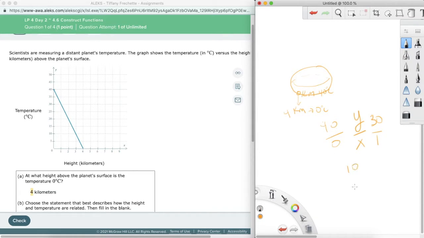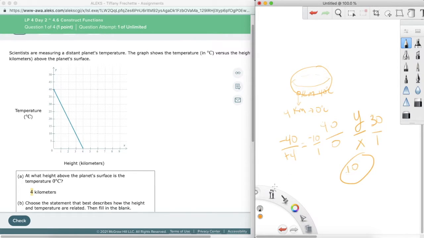We could also look at this relationship here. We went from 0 to 4, so that's a 4 kilometer increase. So we went up 4, that was a change of 4, and we went from 40 to 0, that's a decrease of 40. So I went from 0 to 4, that's why it's an increase. I went from 40 to 0, that's why it's a decrease. Well, if I reduce that, it's negative 10 over 1. So again, I get that 10 degree change. And it's a negative 10 degree change.